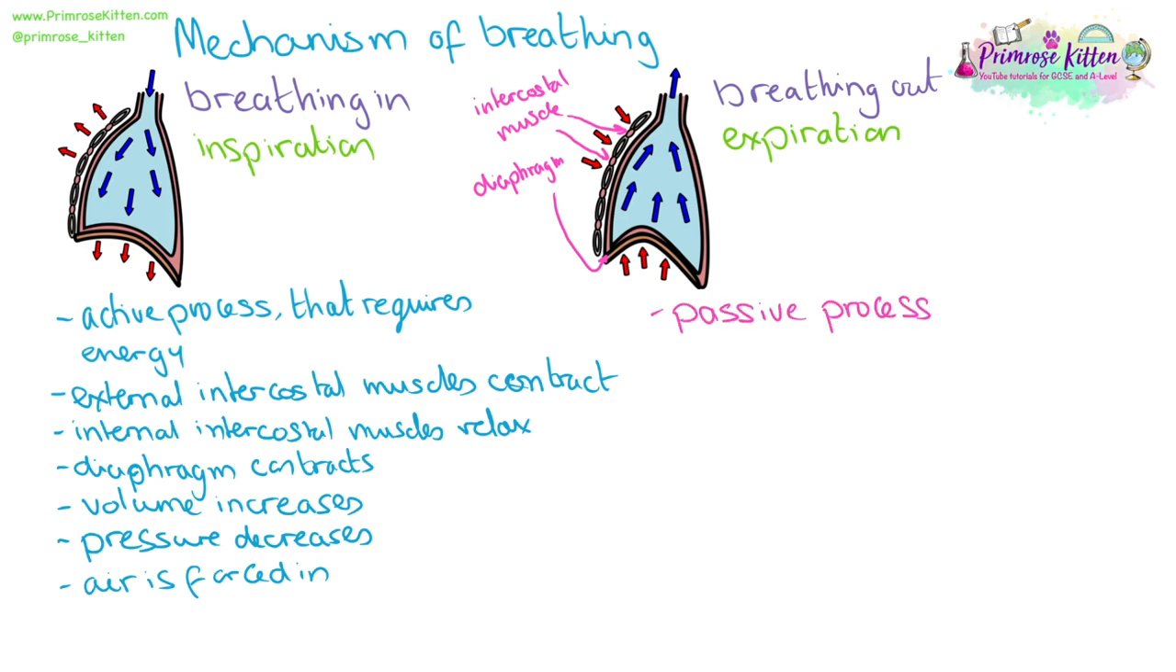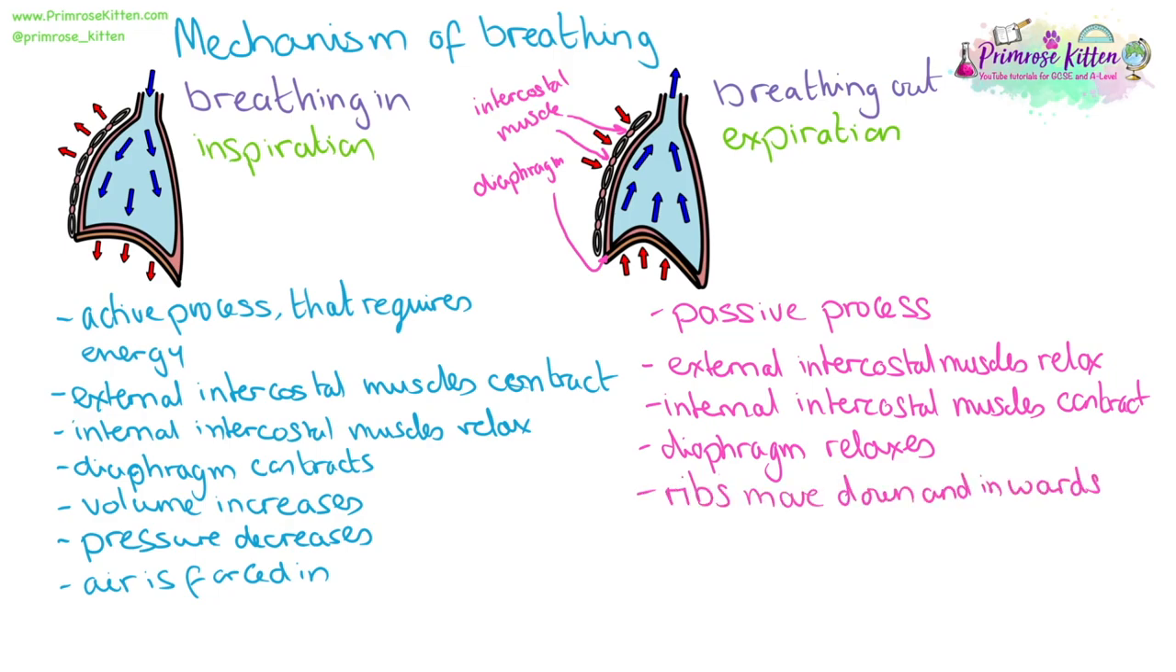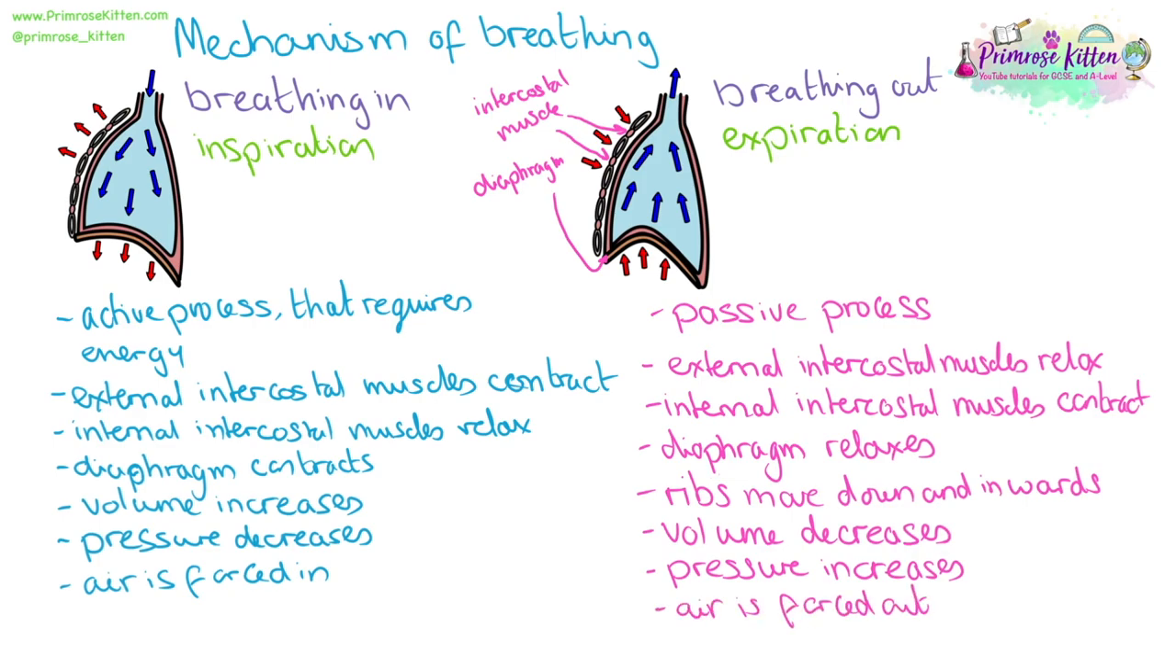Conversely, breathing out is a passive process. The external intercostal muscles relax. The internal intercostal muscles contract. The diaphragm relaxes. The ribs move in a down and inwards direction. The volume decreases. The pressure within the lungs increases, and subsequently air is forced out.